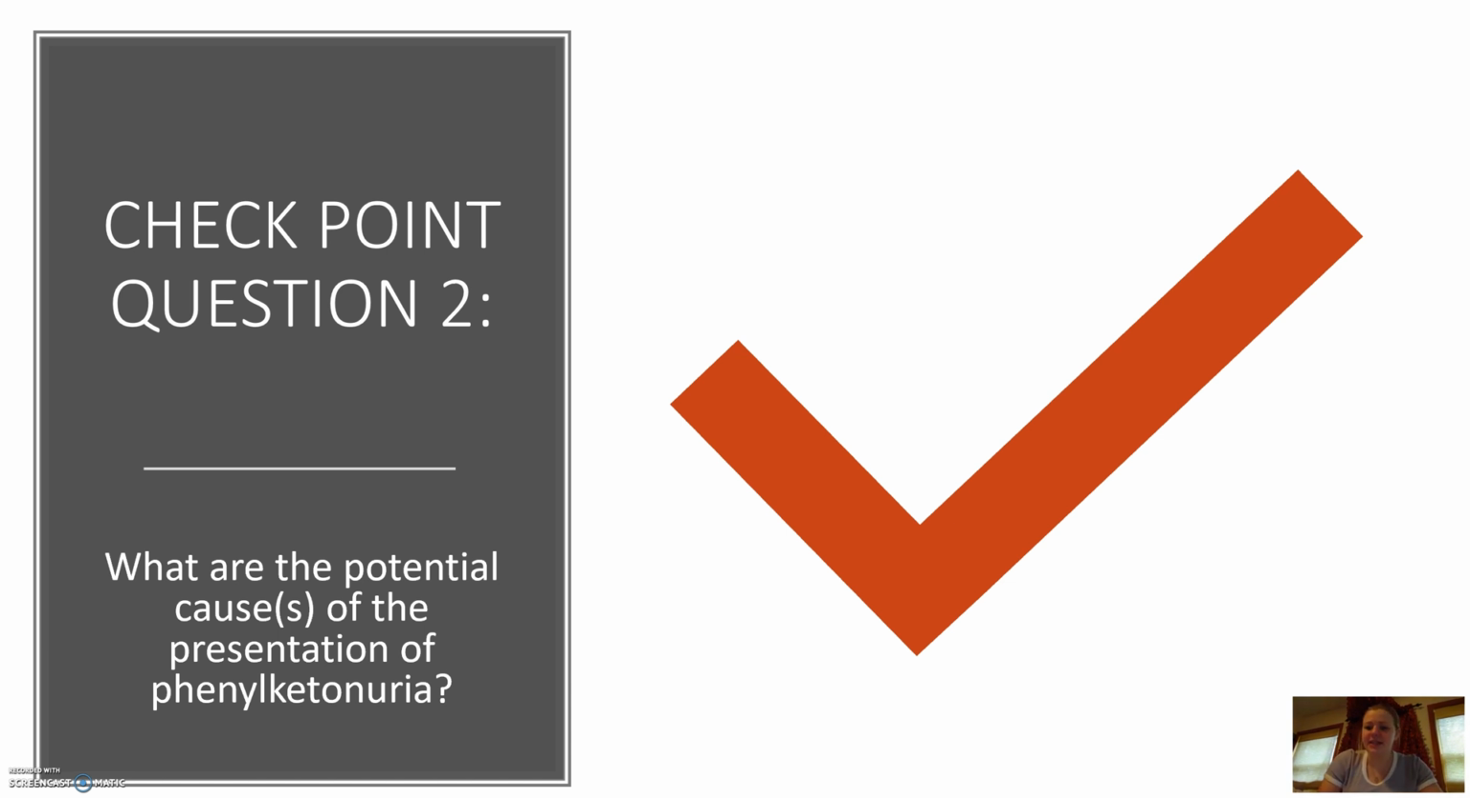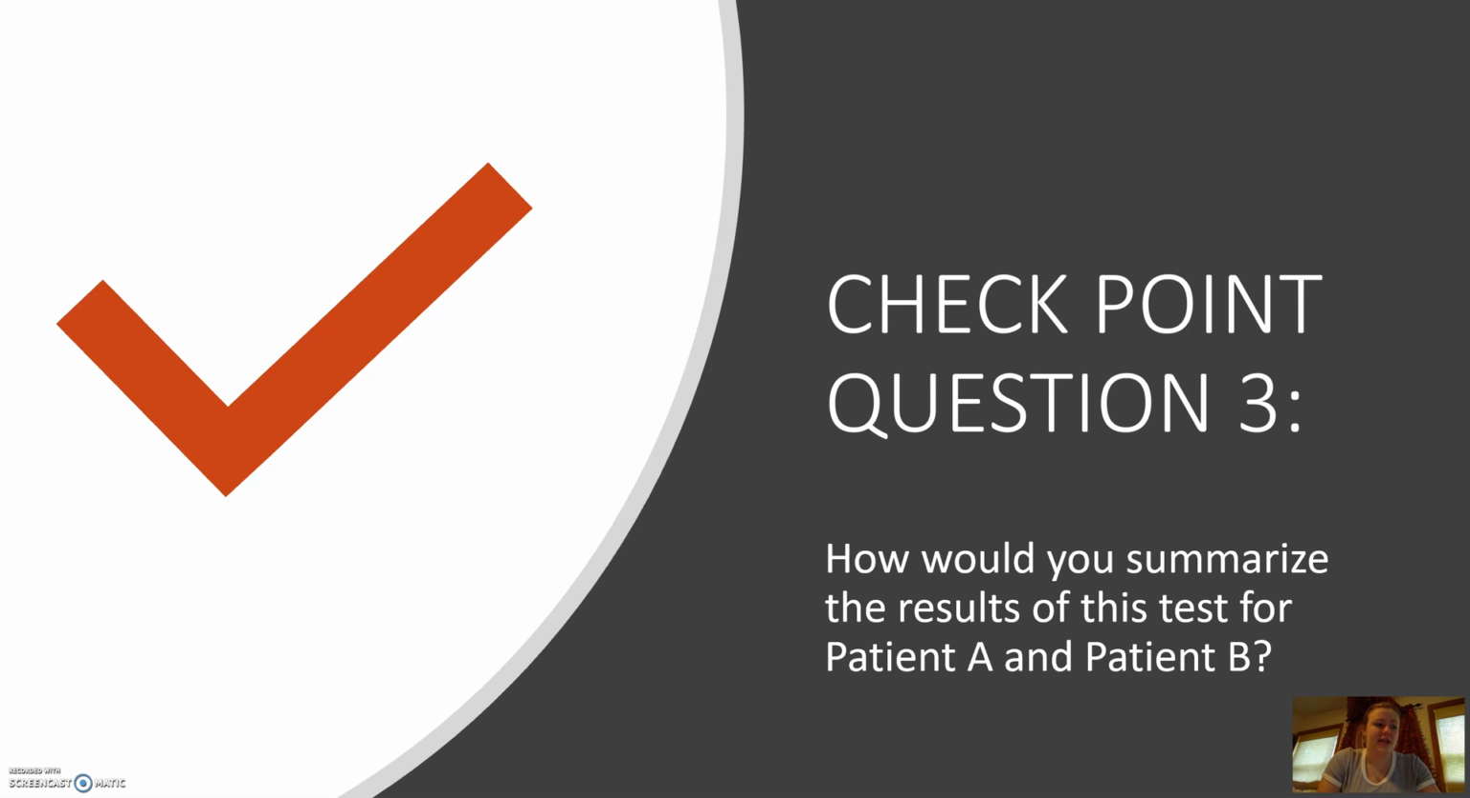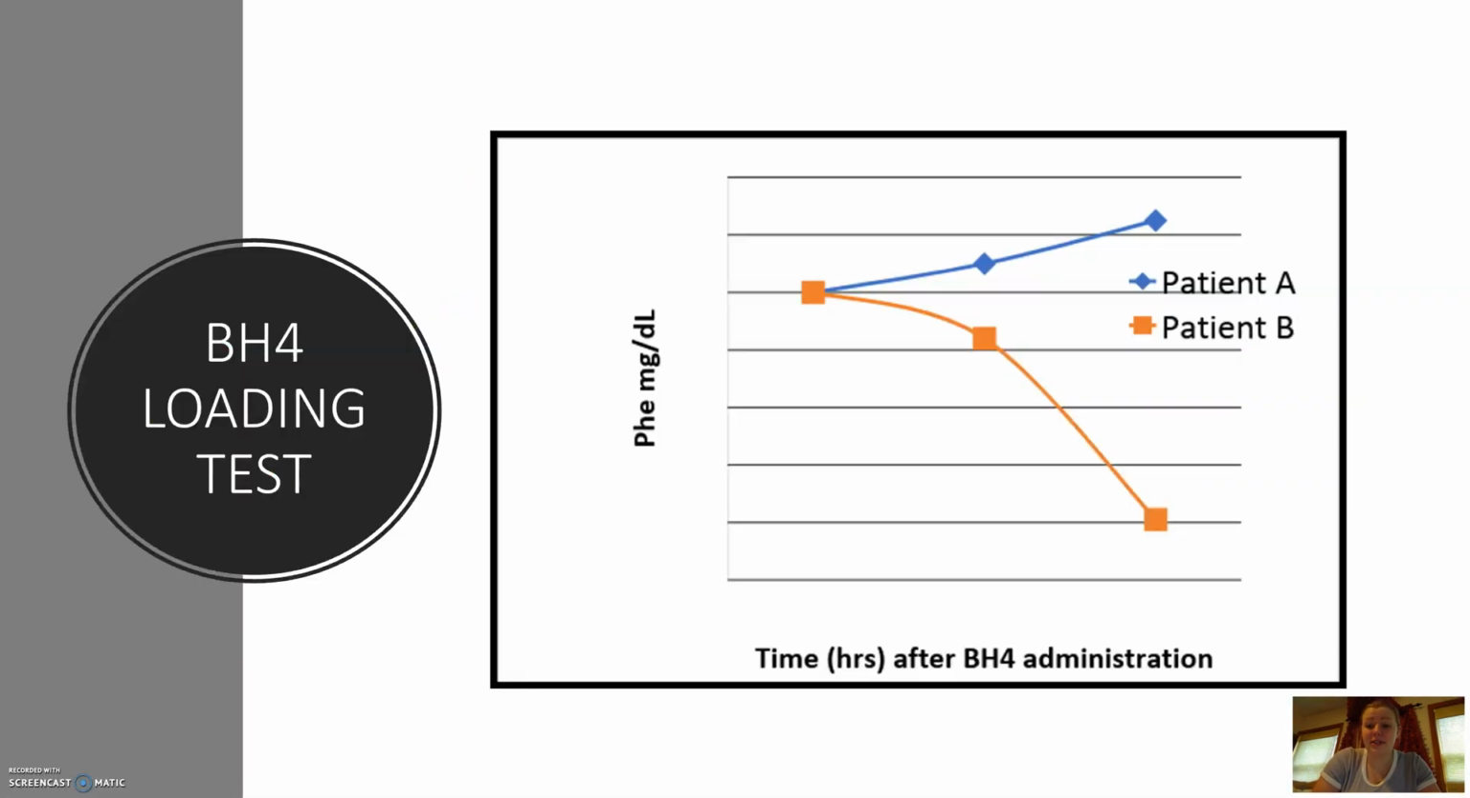However, this case continues in discussing this differentiation and provides us with another infant, patient B, who is also being evaluated for suspected PKU, and we perform a BH4 loading test. And it would like us to summarize the results of the test between patient A and patient B. So we're told that a BH4 loading test is the administration of a synthetic cofactor before a meal with blood analysis at 4 and 8 hours after administration to monitor phenylalanine levels. And this is the results of that test.